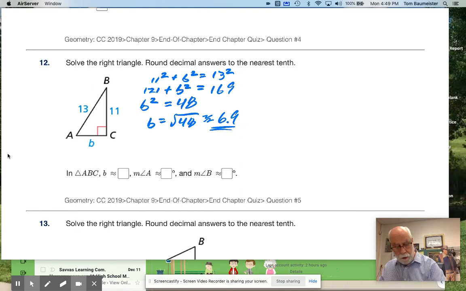Okay. Now, remember, when we're talking about the angles here, and let me use a different color again.